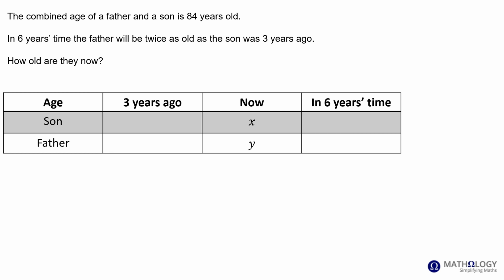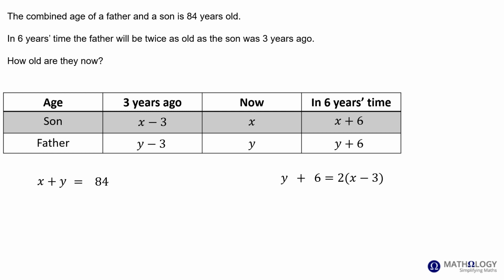In 6 years' time, the son will be x plus 6, and the father will be y plus 6. Similarly, their respective ages 3 years ago are x minus 3 and y minus 3. We are told that the combined current ages is 84, therefore, x plus y equals 84. We are also told that in 6 years' time, the father will be twice as old as the son was 3 years ago. In other words, y plus 6 equals 2 times (x minus 3). We now have two linear equations relating x to y, which we can solve simultaneously.